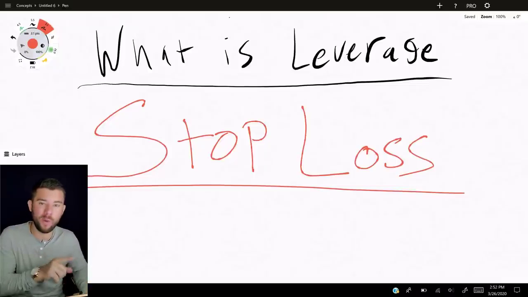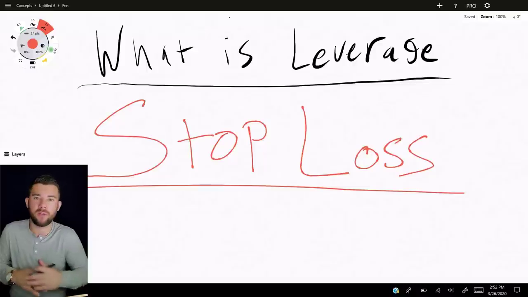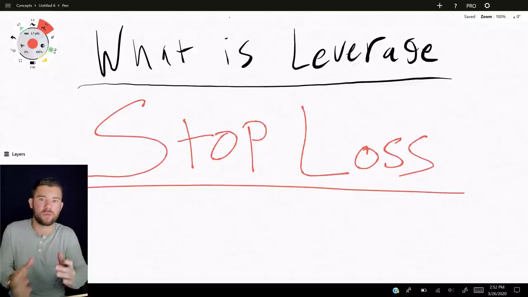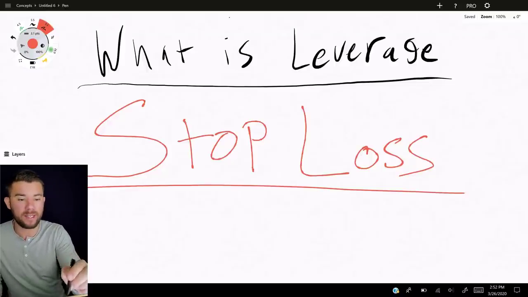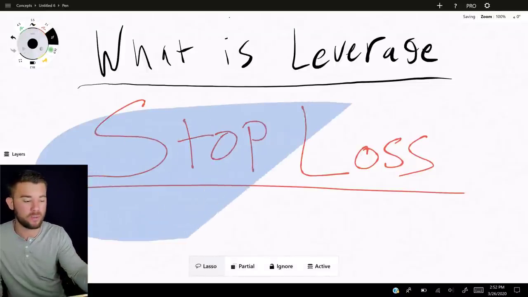Lesson number one, always use a stop loss if you're using a leveraged account. If you're not, you're putting yourself in this ridiculously risky situation. And as traders, avoiding risk is half the battle. So always, and I mean always, use a stop loss with leverage.